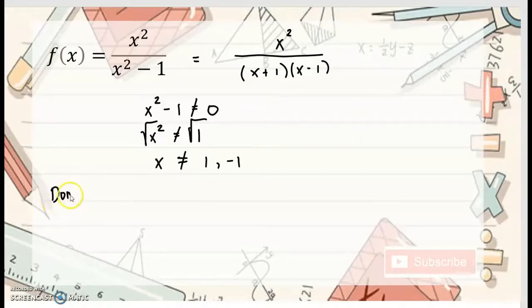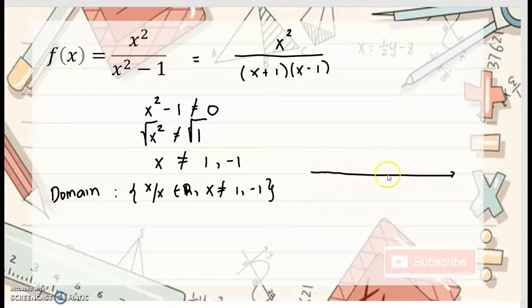So for your domain, let's use the set builder notation first. x such that x is an element of all real numbers and x should not be equal to positive 1 and negative 1. For your interval notation, it should be like this one. So we have here negative 1, then positive 1. Then we will graph them. For negative 1, since negative 1 is not included, we will use a hollow circle, going to negative infinity. For your positive 1, same goes for it. It's a hollow circle, but you're going to positive infinity.